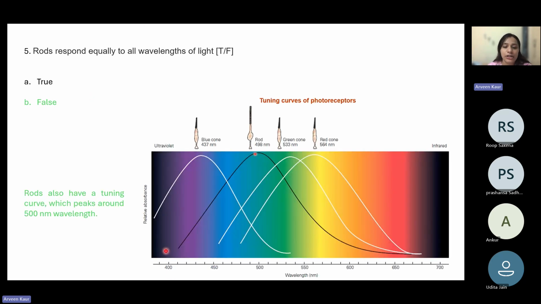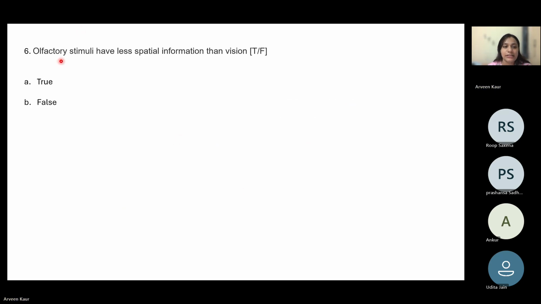So they have a longer range actually, the rods. They range from somewhere in the ultraviolet to somewhere in the red region, right? So they have a much longer range. They have a tuning curve which peaks around 500 nanometer, right, over here. Then the olfactory stimuli have less spatial information than vision. Is this true or is it false?